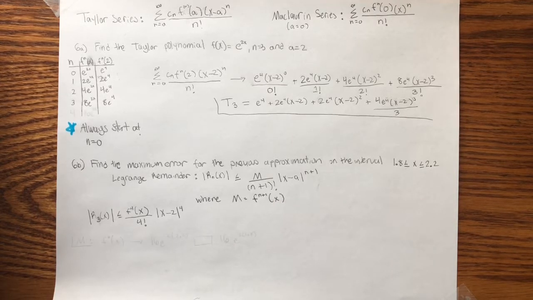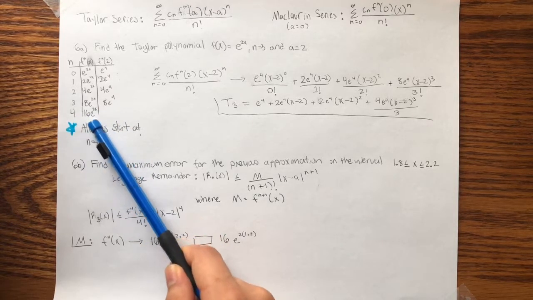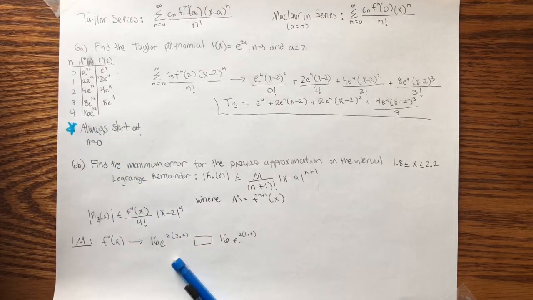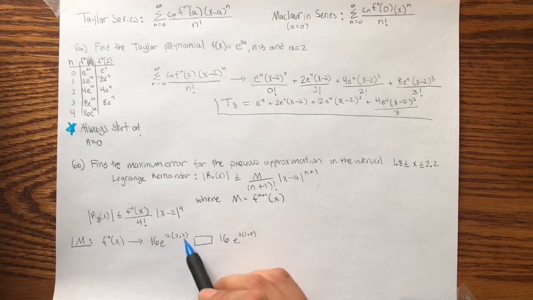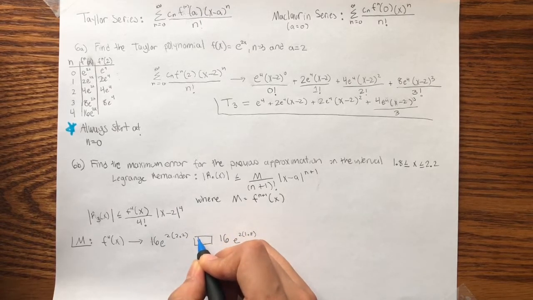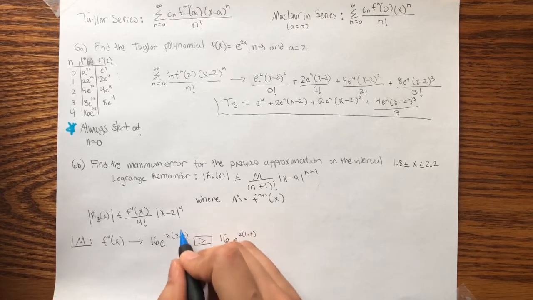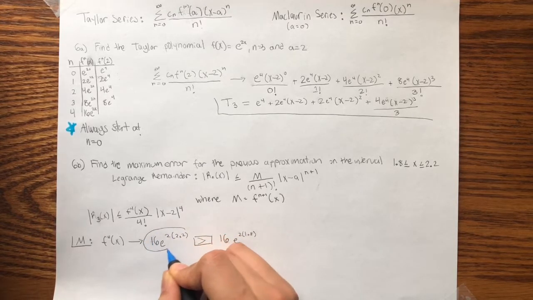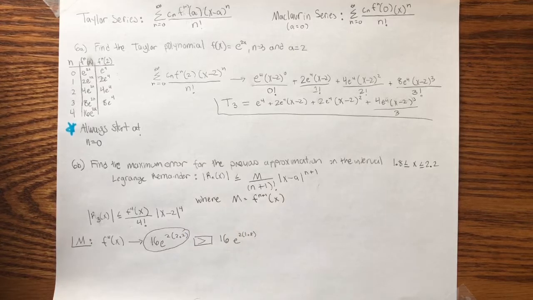Let's start with m. To find m, we need to know the 4th derivative of e to the power of 2x, which we've added right up here. Now we can compare 16 times e to the power of 2 times 2.2 versus 16 times e to the power of 2 times 1.8. Since we know that e to the power of 2.2 is greater than e to the power of 1.8, we can say like this and circle this, and we will use this value as our m.